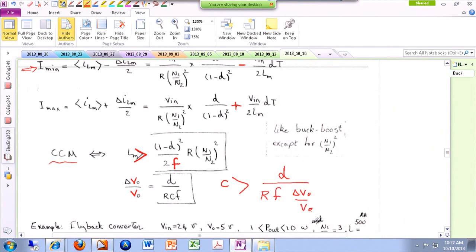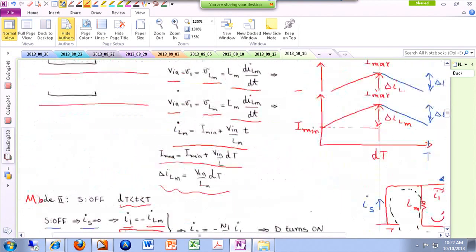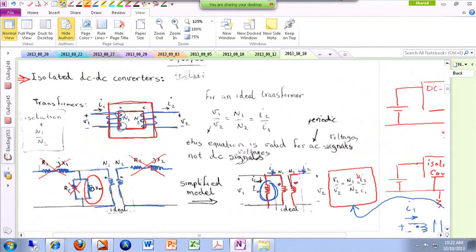One other thing that, by the way, I forgot to mention, similar to 205, remember we can always reflect this magnetizing inductance to the secondary side.